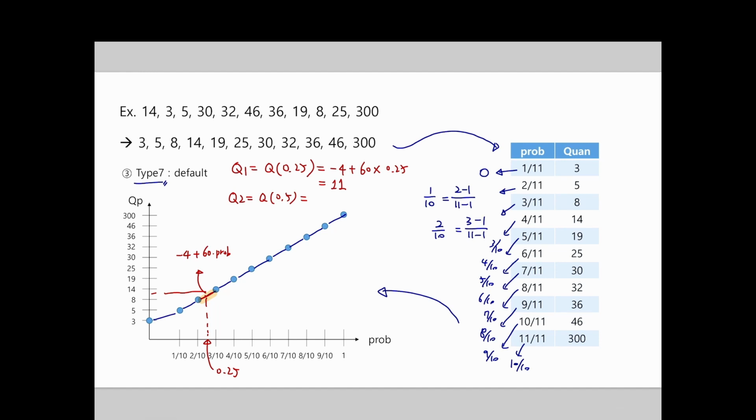Okay. And the Q2 is Q 0.5, the Q2 position, you know, this. So this value is 25. Okay. Q3 is when the probability is 0.75. Okay, so this linear function is 4 plus 40 multiply prob. So Q3 equals 4 plus 40 multiply 0.75, which is 34. Okay.